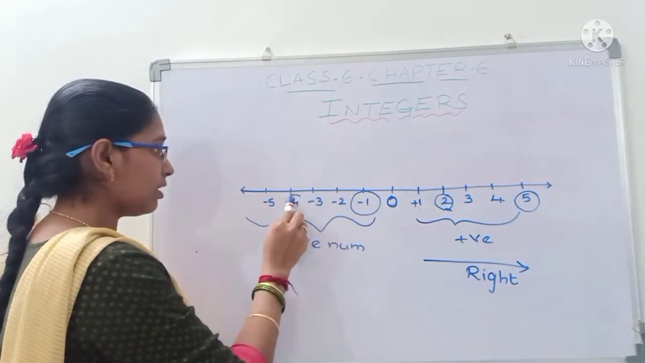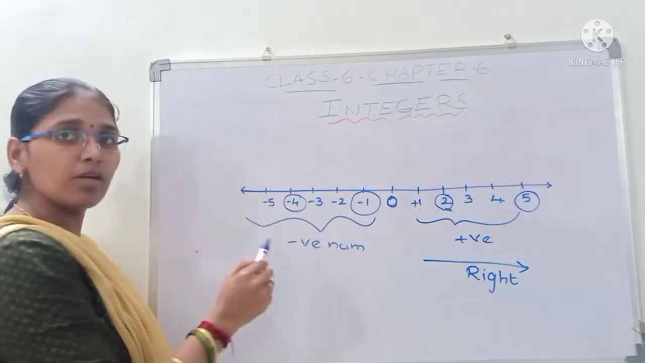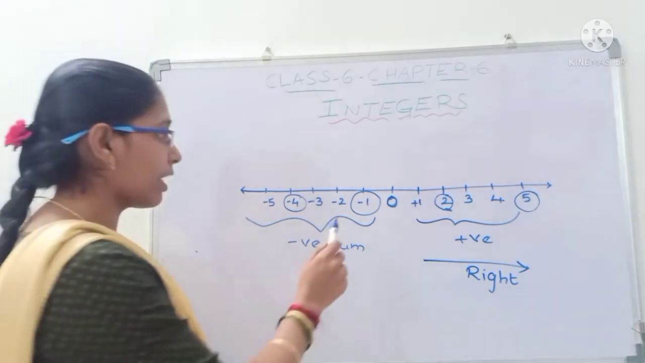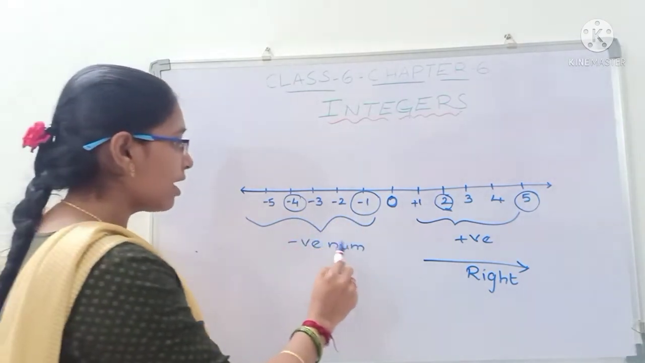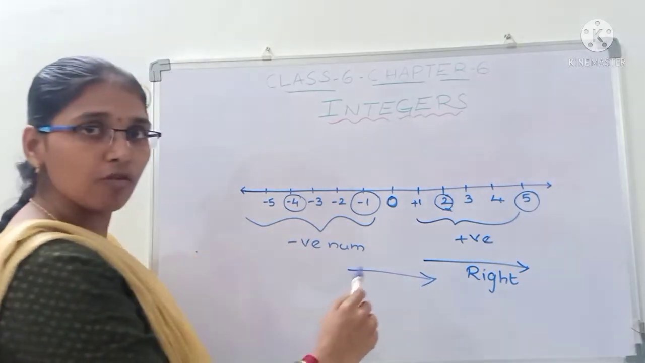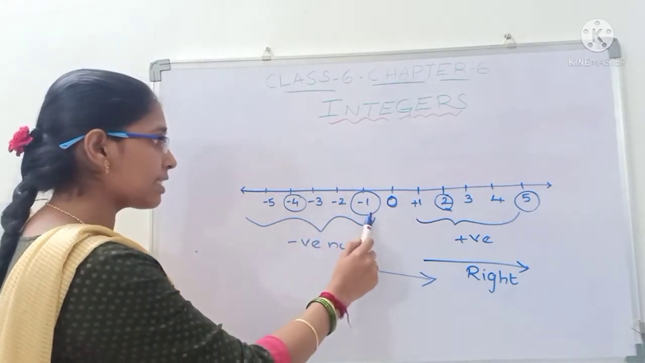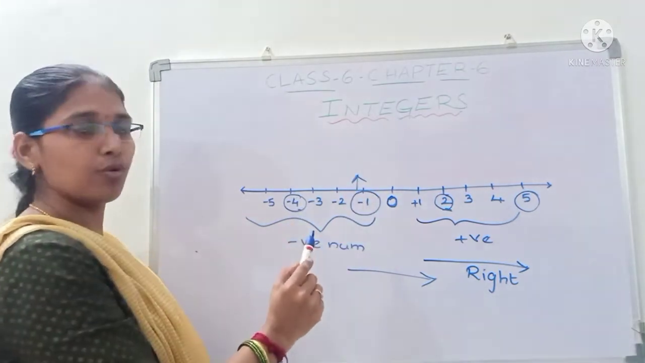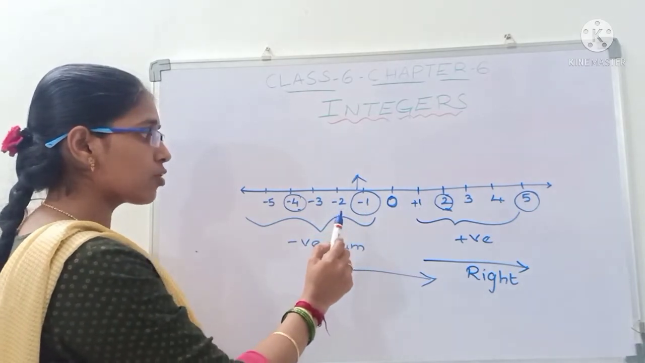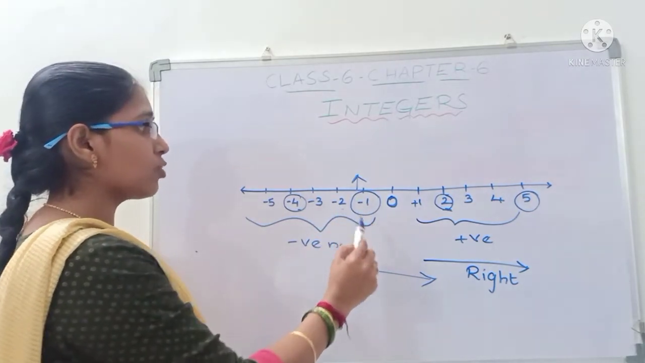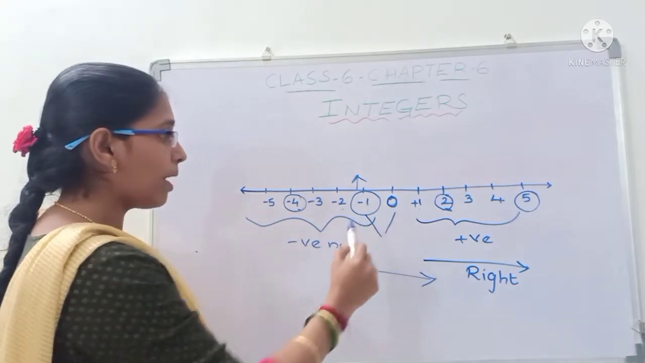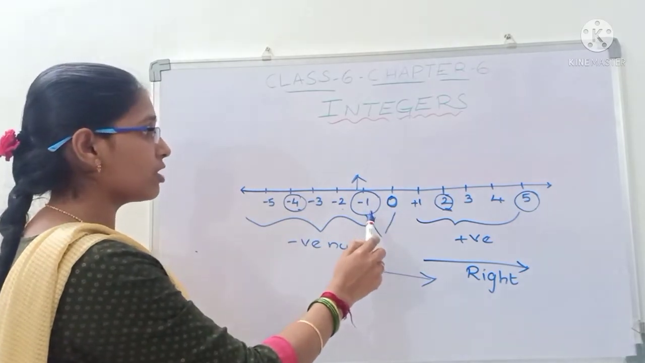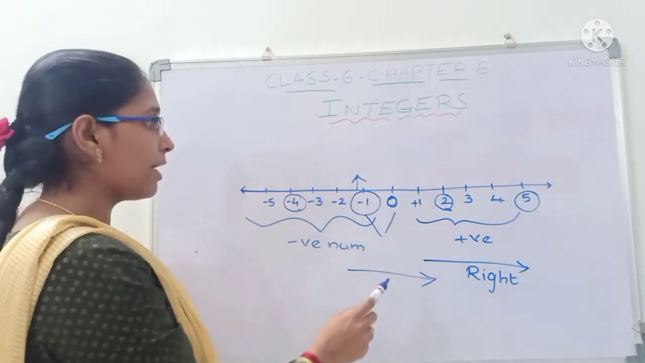Now, suppose consider two numbers minus 1 and minus 4. Now, tell me which number is greater, minus 4 or minus 1? Yes, children, correct. Minus 1 is greater because as we go right side, the value of number increases. Minus 1 is right side of minus 4, so minus 1 is greater than minus 4. Minus 1 is right side of minus 2 also, so minus 1 is greater than minus 2. Now, check 0 and minus 1, which is greater? 0 is right side of minus 1, so 0 is greater than minus 1.